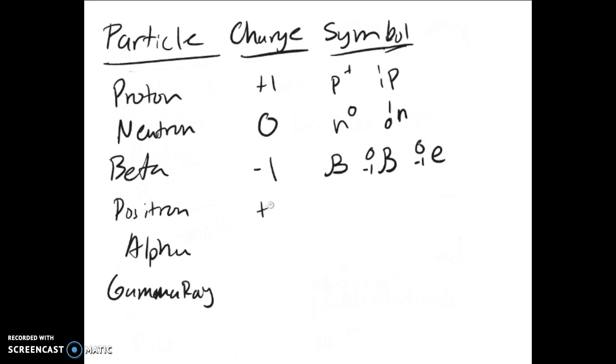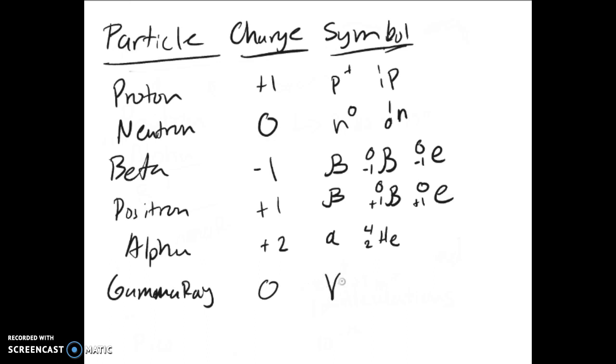A positron has a charge of +1, and is symbolized very similar to a beta particle, except with a positive charge. Now, an alpha particle has a +2 charge, and can be symbolized either with another Greek letter that looks like an A, or as I said earlier, the helium-4. Now, a gamma ray also doesn't have a charge, but that's because it's not really a particle. It is symbolized by another Greek letter that looks very similar to an uppercase Y.